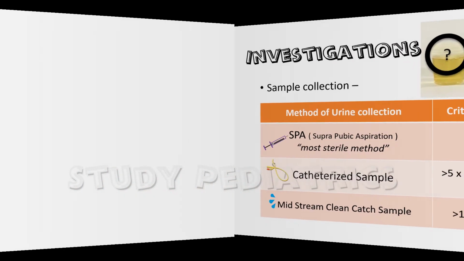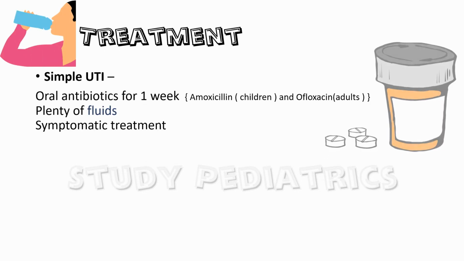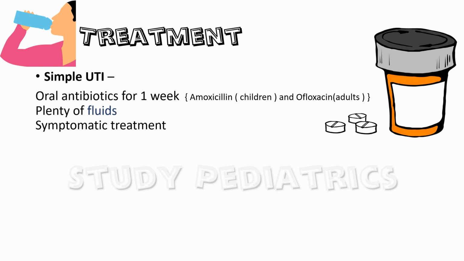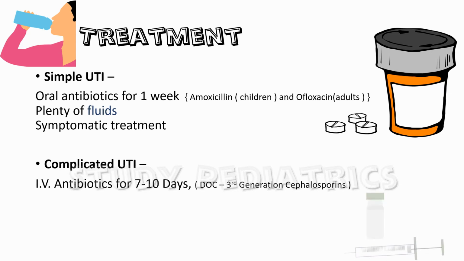Now let's see the treatment. The treatment is based upon the severity of UTI. Simple UTI needs oral antibiotics for 1 week, that is amoxicillin for children and ofloxacin for adults. Plenty of fluids along with this, and the symptomatic treatment. Now coming to the complicated UTI, IV antibiotics for 7 to 10 days, the drug of choice being 3rd generation cephalosporin, and the management of any complications if present.